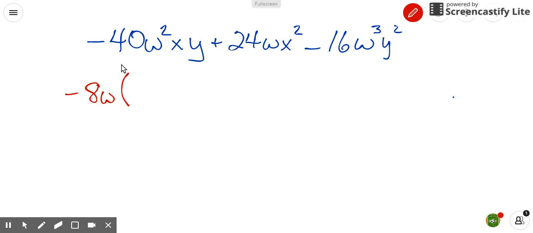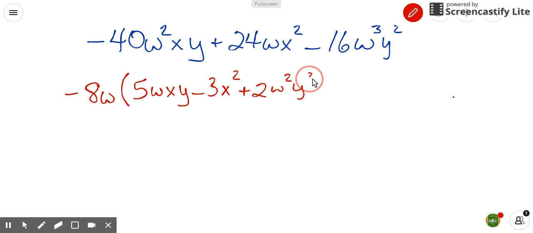Negative divided by negative is positive. 40 by 8 is 5. We took out 1 W. That leaves me a W here, and we didn't touch the X's or the Y's. Positive divided by negative is negative. 24 divided by 8 is 3. I took out the W, and I didn't touch the X's. Negative divided by negative is positive. 16 divided by 8 is 2. Took out 1 of the W's and no Y's.